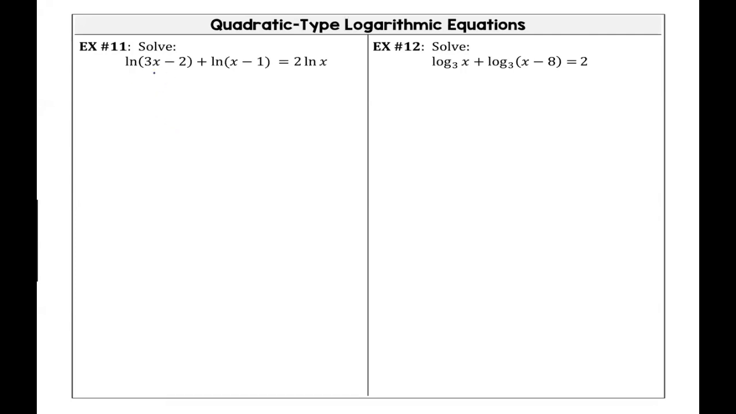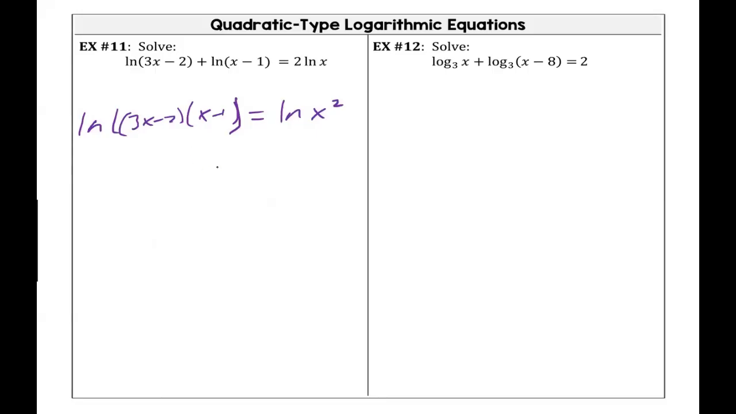All right. So looking here, we have natural log of 3x minus 2 plus natural log of x minus 1. I can condense this through the product property, correct? Product property says that this becomes natural log of 3x minus 2 times x minus 1, equals natural log of x squared on the other side, using the power rule. So it may ask you how you would set it up, and so this would be your setup.